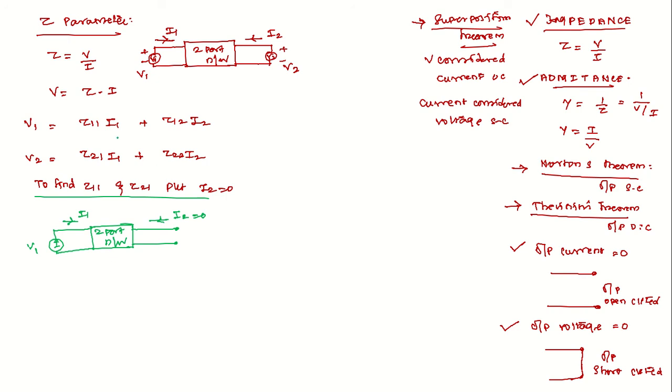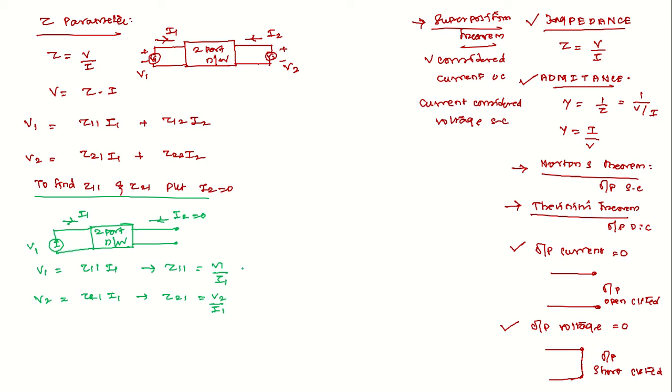Impregnate this I2 equal to 0 in this equation. So your V1 and V2 are equal to your Z11 I1 and Z21 into your I1. From this we can find the value of your Z11 equal to V1 by your I1 and your Z21 equal to V2 by your I1, V2 divided by your I1.